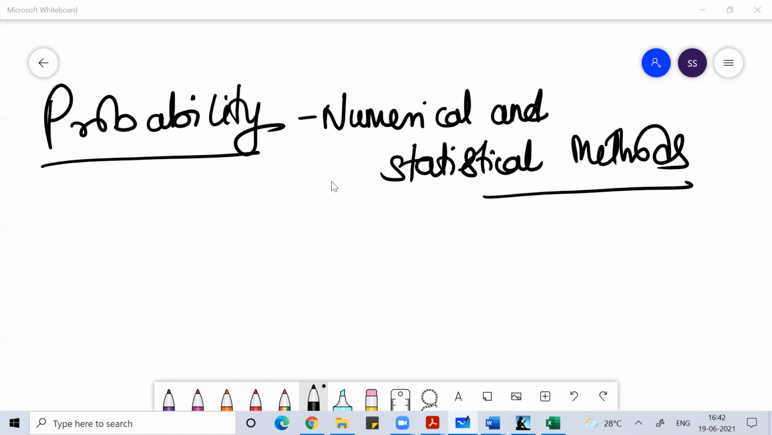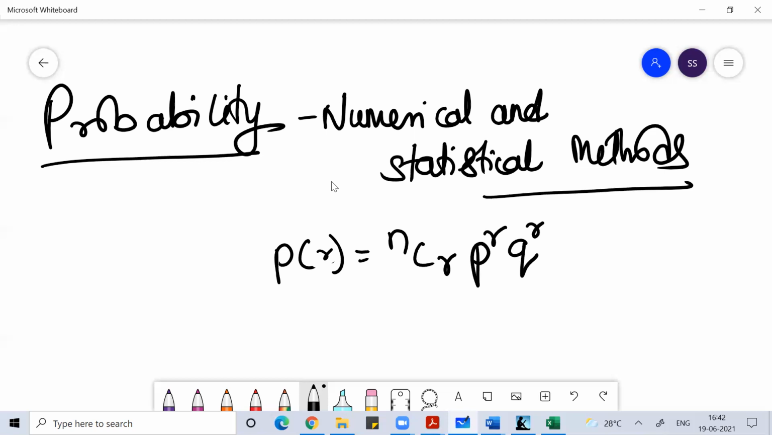Whenever you work on a random experiment in probability, you can use the formula of the binomial theorem. That formula is probability of r equal to nCr p to the power r into q to the power n minus r. This is the formula of the binomial theorem. We'll discuss the binomial theorem or Bernoulli theorem more in upcoming semesters, so right now we'll not discuss more about them. If you studied the binomial theorem in 12th standard, then you can correlate to what I'm saying here.